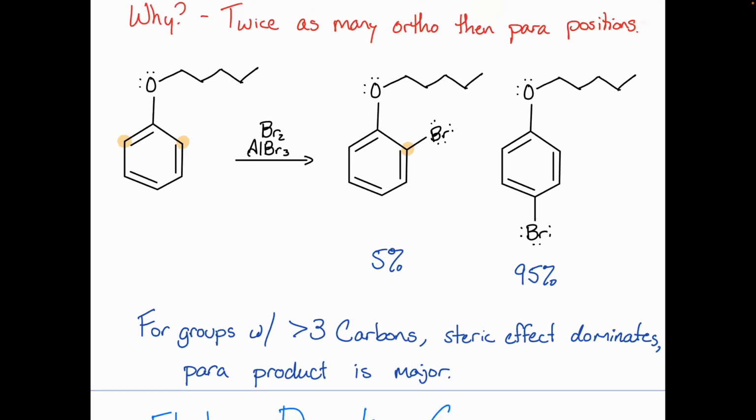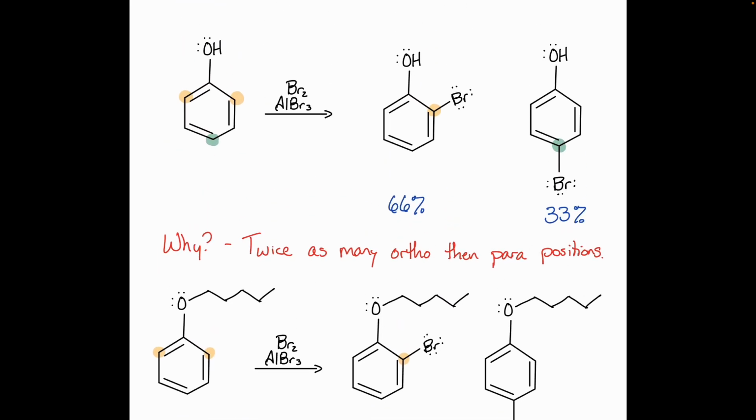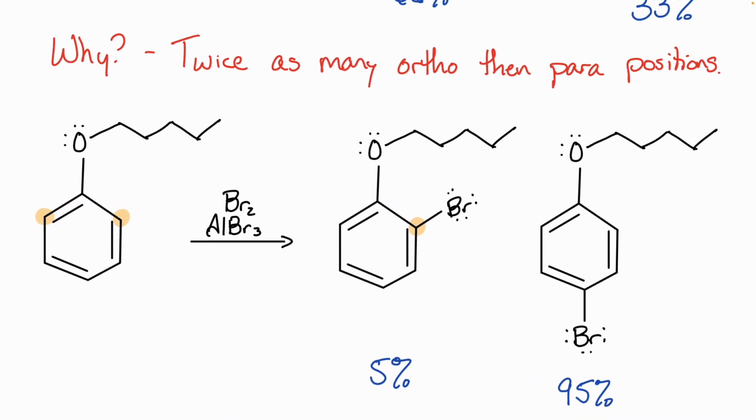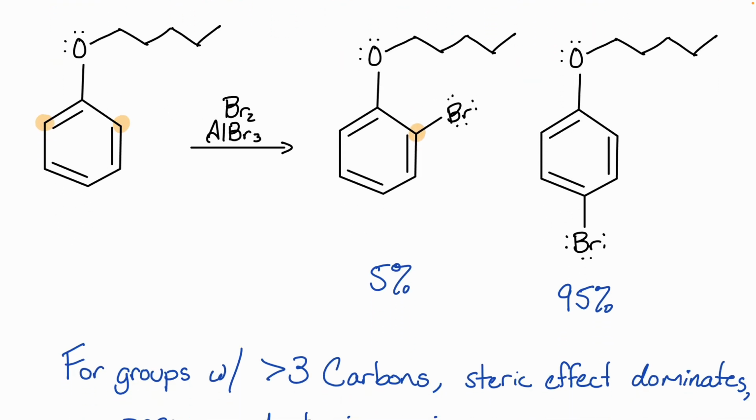Okay, so if we have a small substituent on that ring, we have this effect where we just got more ortho sites than we do para sites, so that ortho product will be our major product. But if we stick something big and bulky on that ring, it's going to block that ortho position, and we're going to get a majority as our para product instead.